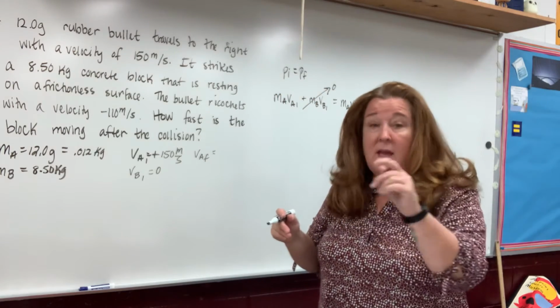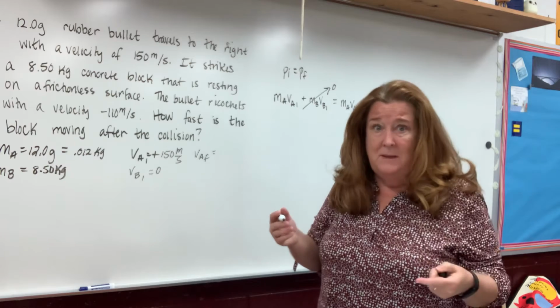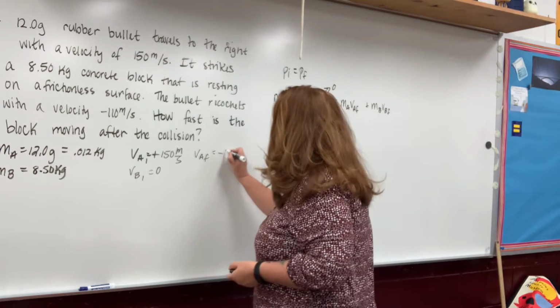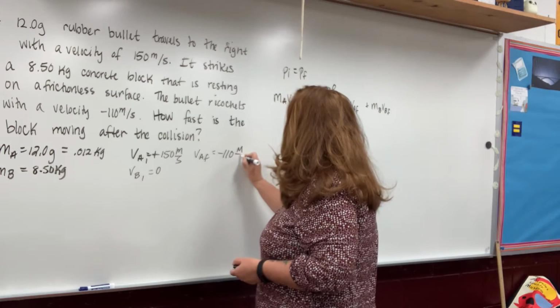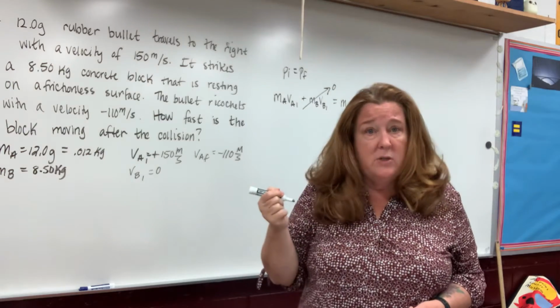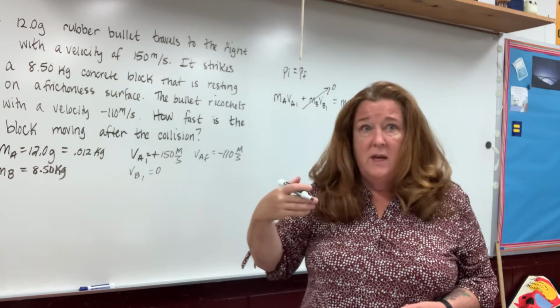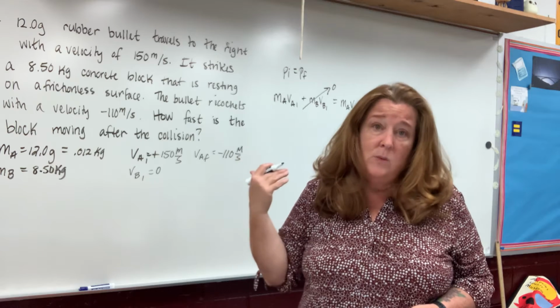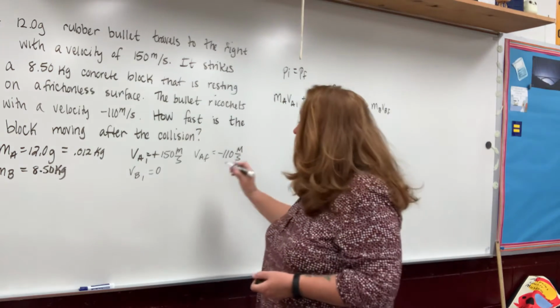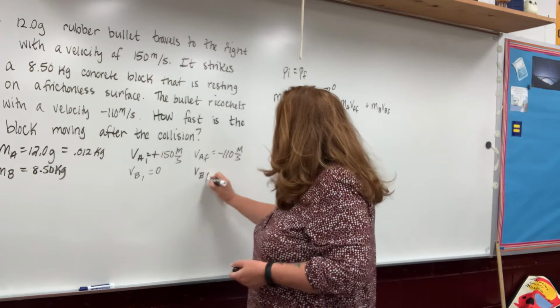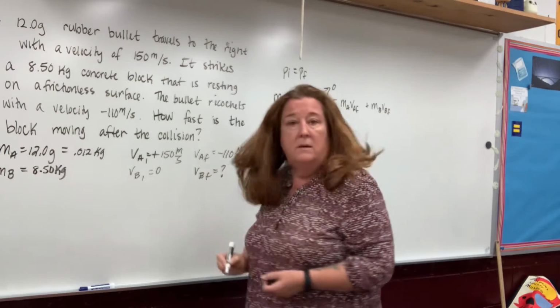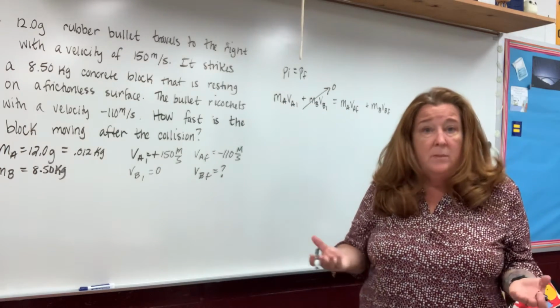And then it says afterward, the final velocity of the bullet is negative 110 meters per second because it ricocheted. And they didn't have to give you that negative. They just did that to be nice. I won't always be nice. So ricochet means it's going in the opposite direction. If you refer back to the picture that I drew at the beginning of this, ricochet, it's going to the left, and left is negative, and that's why it's a negative 110. And they want to know what's the velocity of the concrete block when this is all over?